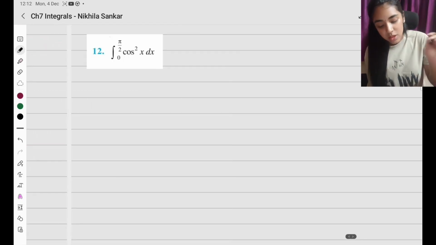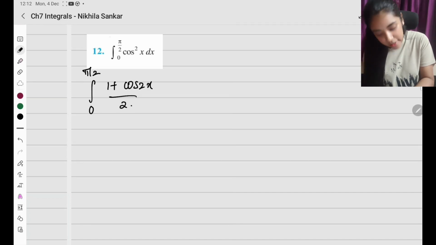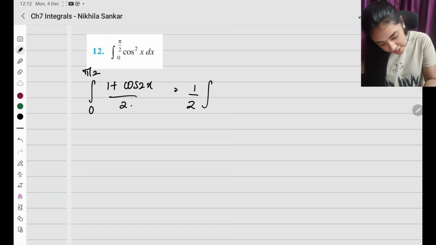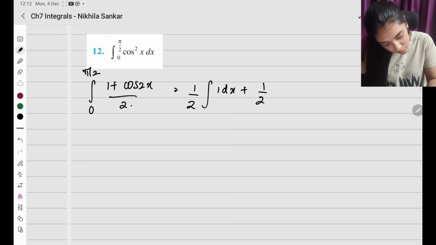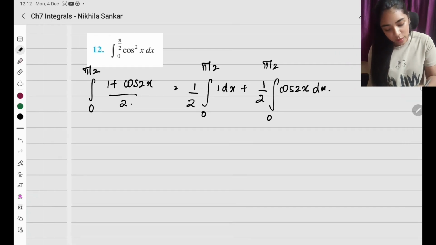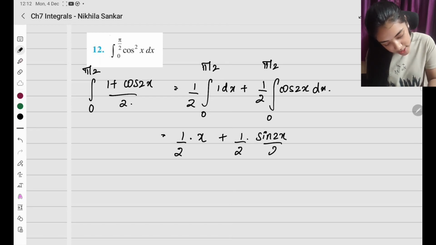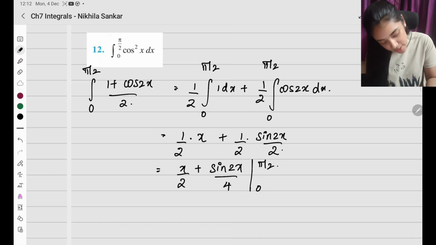Question number 12. Cos square x dx. So how do we solve this? Integral 0 to pi by 2. Cos square x can also be written as 1 plus cos 2x divided by 2. So I can take the 1 by 2 outside. Integral of 1 dx plus 1 by 2 integral of cos 2x. Don't forget your limits. Don't just write it like a direct integral. Cos 2x times dx. So when I solve this, what do I have? 1 by 2 times 1 dx is going to be x plus half times cos 2x's integral, which is sin 2x divided by 2. When I simplify, x by 2 plus sin 2x divided by 4, this I need to take the integral from 0 to pi by 2.